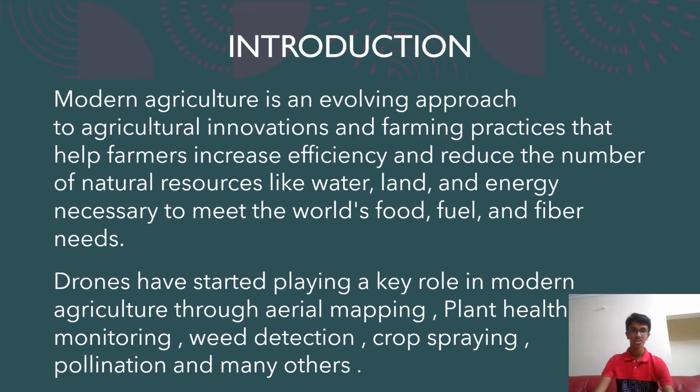Today I'm going to be presenting my idea, which is how drone agriculture plays a major part in modern agriculture. Modern agriculture is an evolving approach to agriculture innovations and farming practices that help farmers increase efficiency and reduce the number of natural resources like water, land, and energy necessary to meet the world's food, fuel, and fiber needs. Drones have started playing a key role in modern agriculture through aerial mapping, plant health monitoring, weed detection, etc.